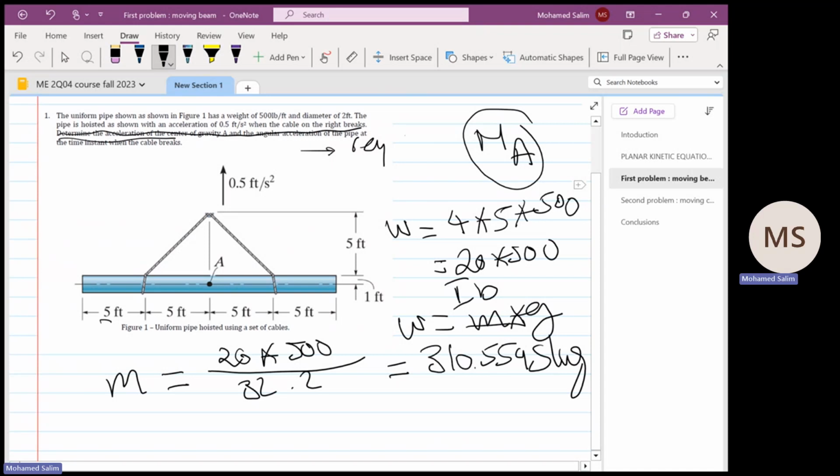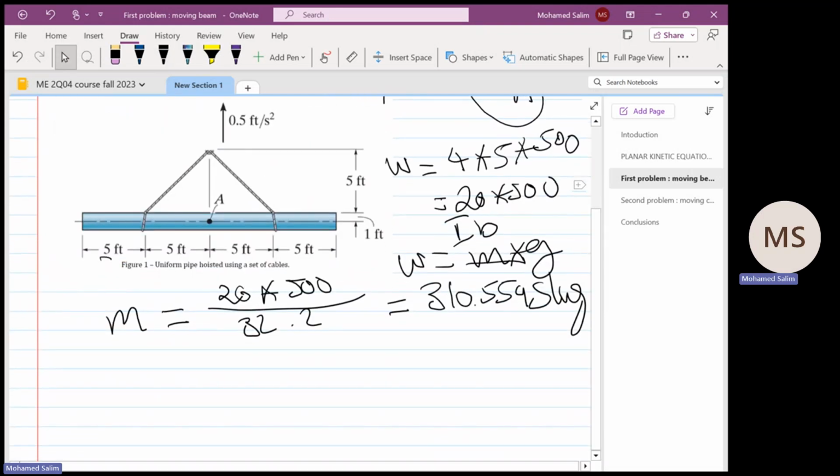So kilogram in SI unit, slug in what? English unit. Good? So that is a common mistake in problems. When you solve a problem like that, you divide by 9.8 for SI unit, or by 32.2 for English unit. It's a common mistake. Okay.